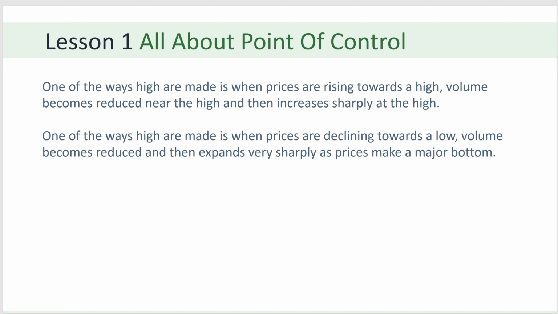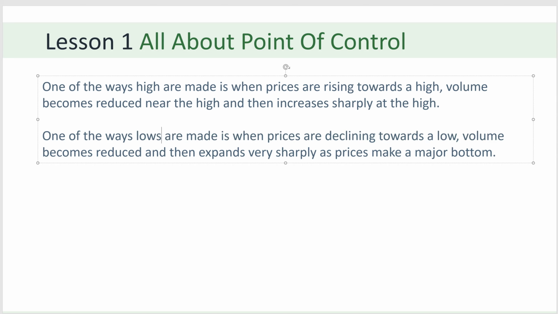And the same is true for the way lows are made. I should say lows, are made when prices are declining towards a low. Volume becomes reduced and then expands very sharply as prices make a bottom. It doesn't always stop and shoot up as a direct V shape, or for a high, an inverted V. Rather, oftentimes it just comes in and bottoms out, and you just see a lot of volume. You see price moving sideways at the low before going back up.